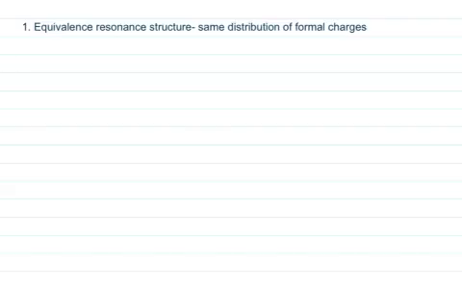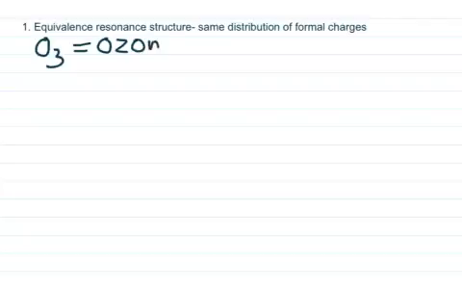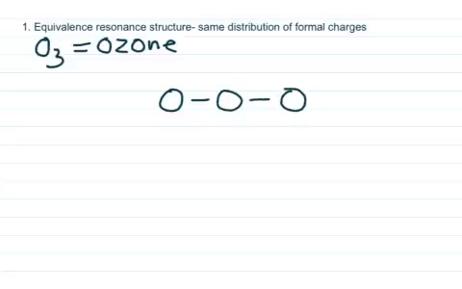Alright, so let's talk about some resonance structures. The first one we're going to talk about is the equivalent resonance structure. It has the same distribution of formal charges. An example of this would be O3, which is ozone. So we would normally just draw this with only the single bonds, and then we would add in our electrons.